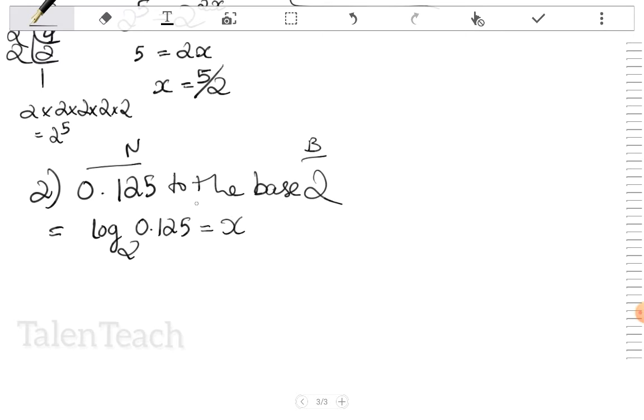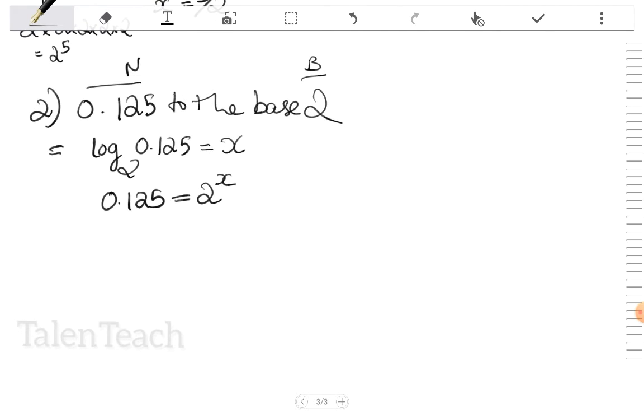Now let's write this in exponential form. First the number, 0.125, is equal to base raised to power. Here the base is 2, so 2 raised to the power x. Next we have to remove this decimal point. When we remove the decimal point, we get 125 by 1000, since there are 3 places after the decimal point. So 125 by 1000 is equal to 2 raised to x.